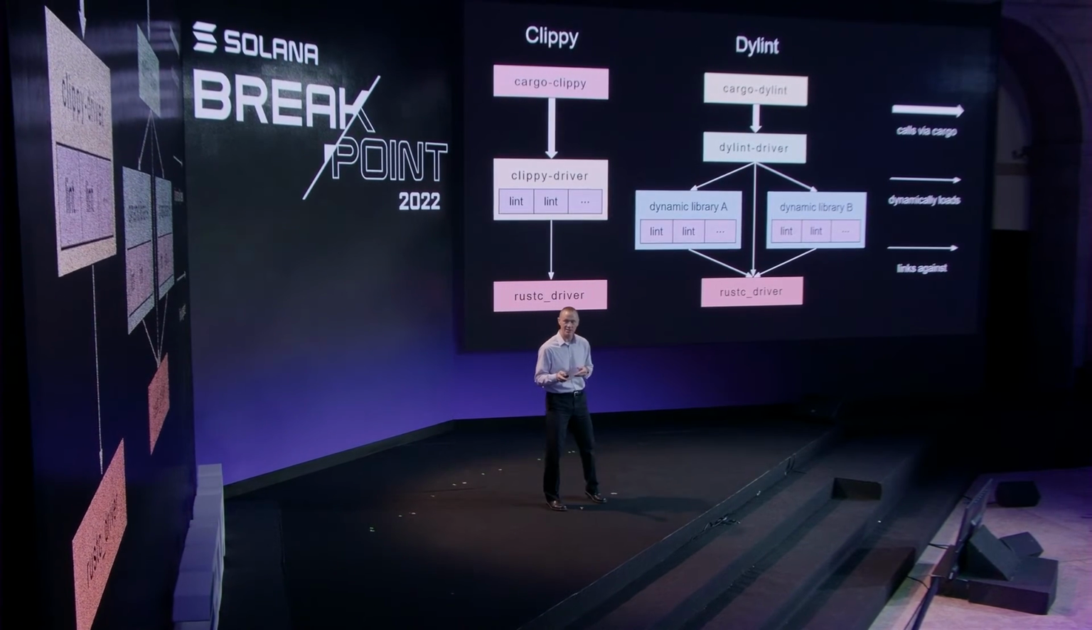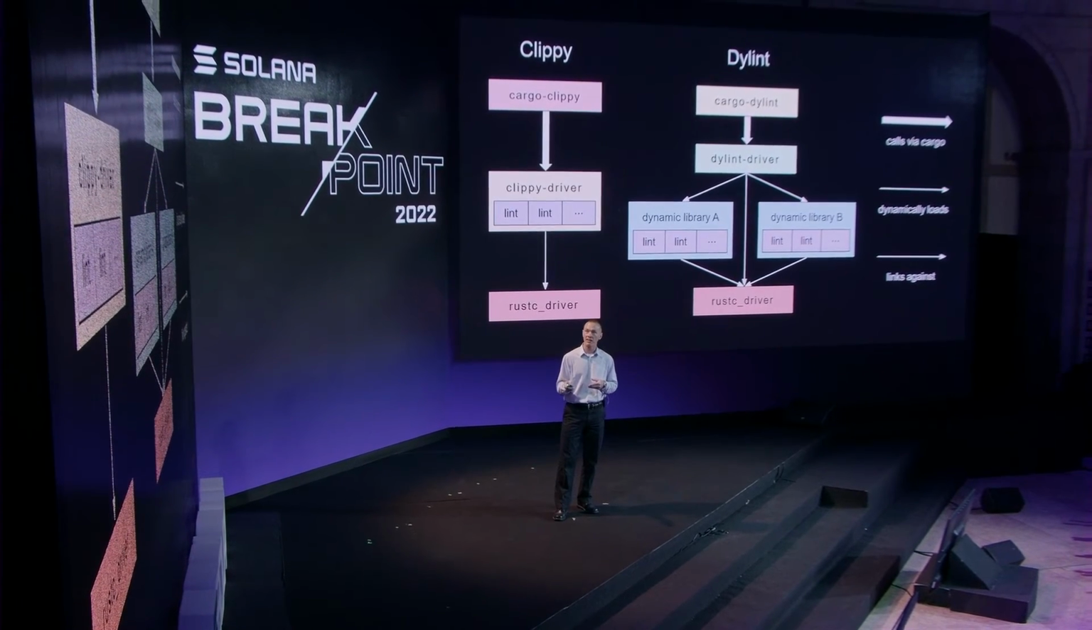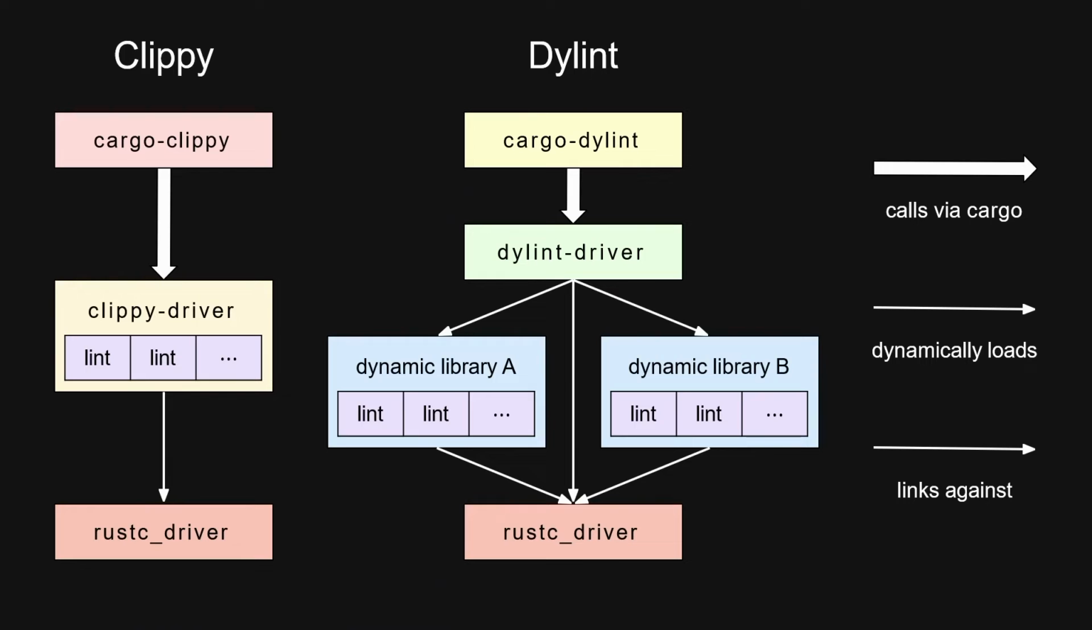For reasons not terribly important to this talk, both Clippy and Dylint are divided into a cargo command and then what is called a driver. Intuitively, you can think of the driver as a wrapper around the Rust compiler. So when you run Clippy, for example, you invoke the cargo command, which in turn launches the driver. And then the driver says to the compiler, hey, when you run your own lints, would you please, in addition, run these lints that I have statically linked in?